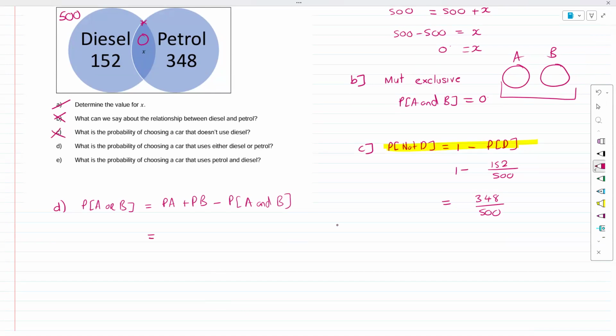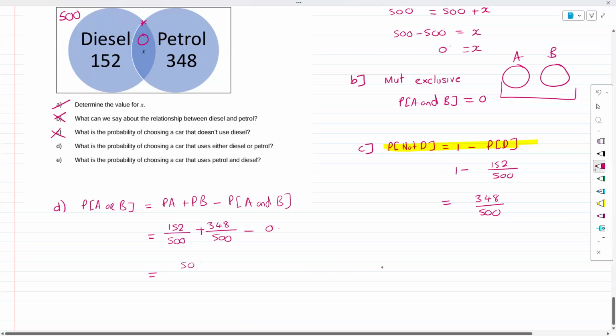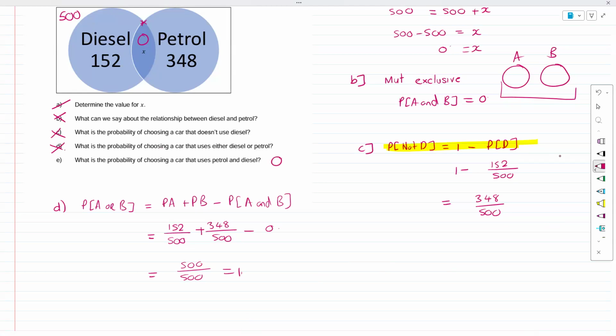But for now, probability of A, we can go with 152 over 500. I'm writing 300, but 500. Plus the probability of B, 348 over 500. Minus the probability of both, which is 0. And that should equal to 500 over 500, which equals to 1. That would be the total. And what is the probability of choosing a car that uses petrol and diesel? Automatically, 0. Cars can't use both because it is 0.